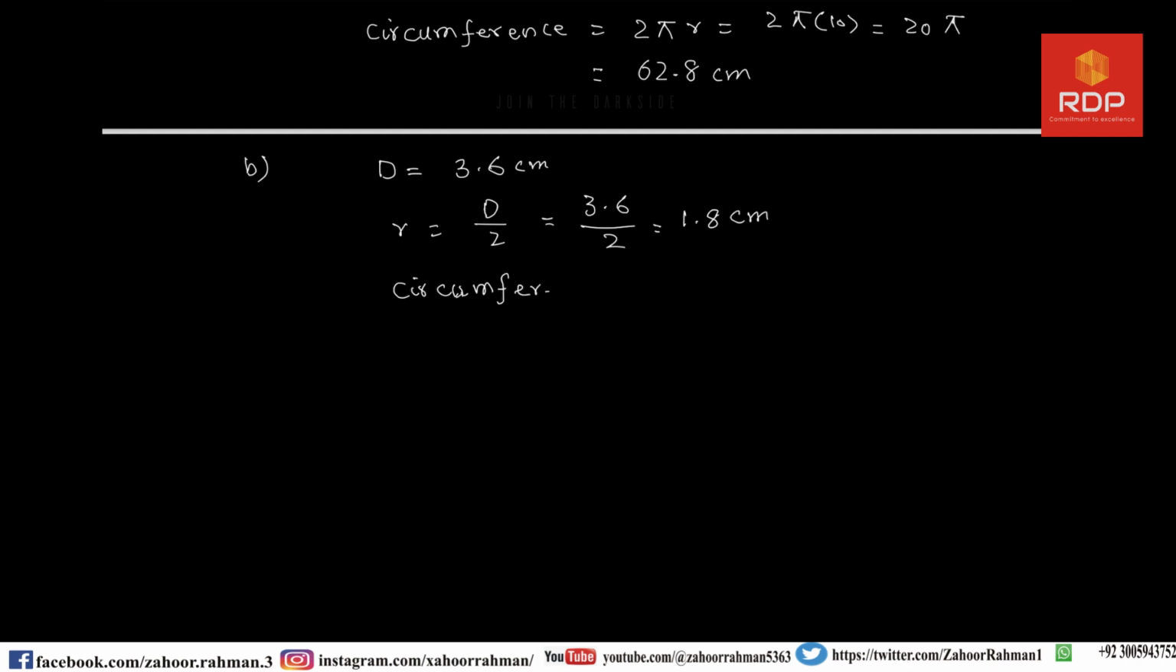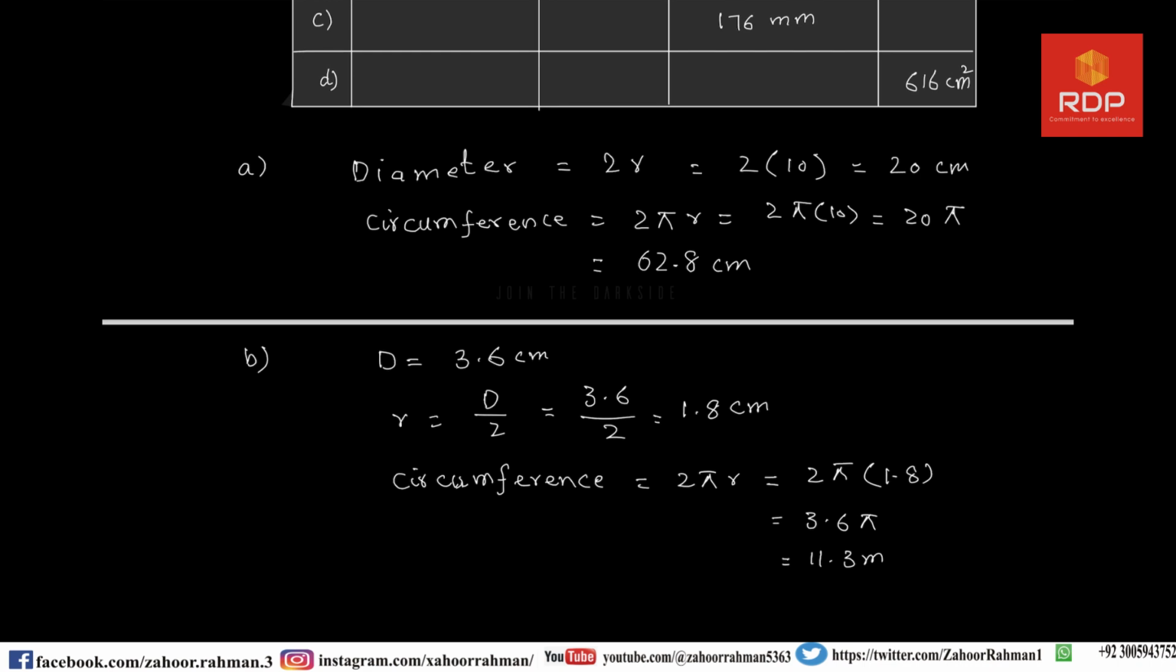Next we have to find the circumference, and that is equal to 2 pi r. 2 into pi into r, which is 1.8, so it will be 3.6 pi, and when we calculate it, we will get the answer as 11.3 meter.